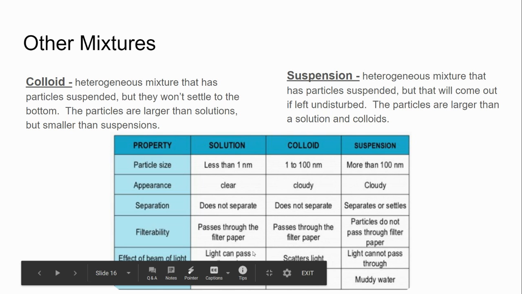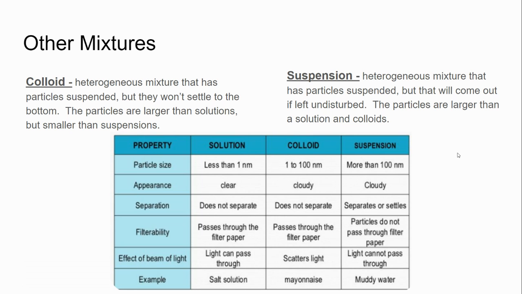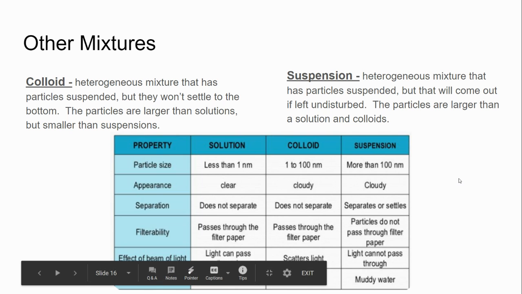So in a solution, if you put a light through it, light can pass through it and you won't see anything, okay? In a colloid, if you put light through it, it'll scatter it and you'll actually see the little parts to it. And then in the other one, a suspension, if you shine a light through it, you can see the particles and sometimes the light cannot pass all the way through it, okay?